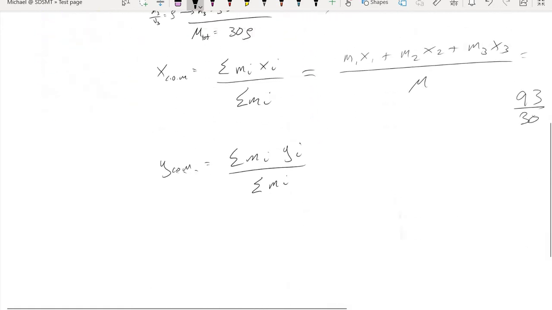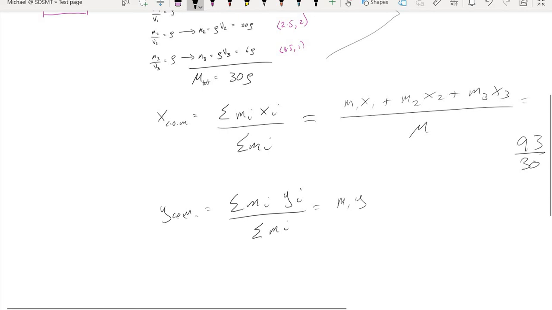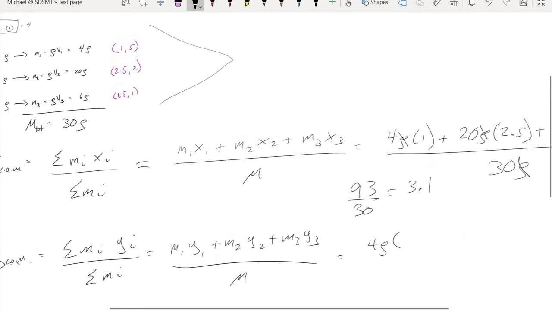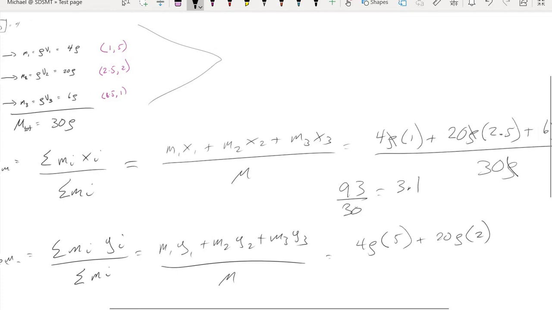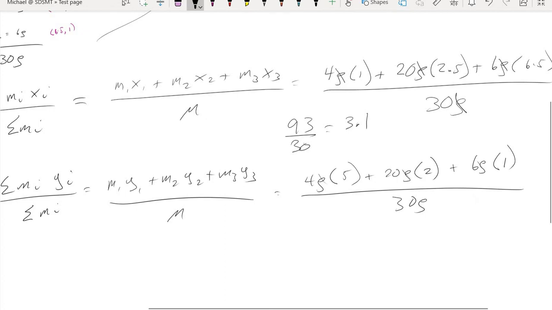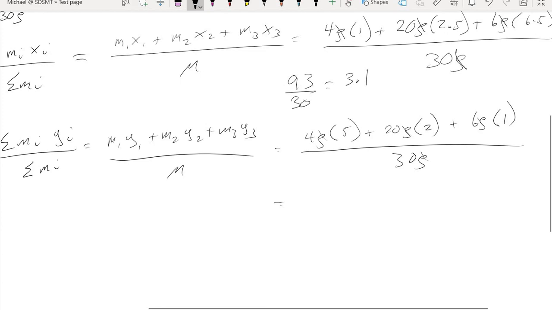For the y component of the center of mass, we need mass 1 y1, mass 2 y2, mass 3 y3, all over the total mass. Mass 1 is 4 rho. Y1 was 5. Mass 2 is 20 rho. Y2 is 2. Mass 3 is 6 rho. Y3 was 1. All over 30 rho. Again, all the rhos cancel out. We end up with 20 plus 40 plus 6, 66 over 30, equals 2.2.